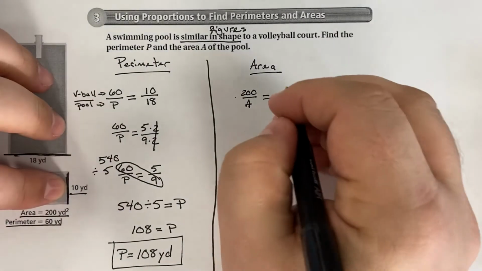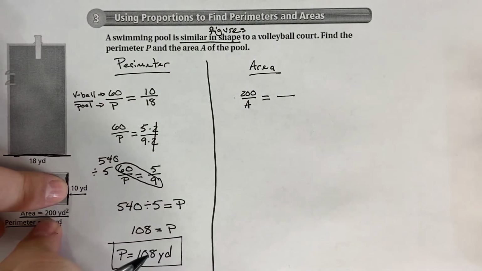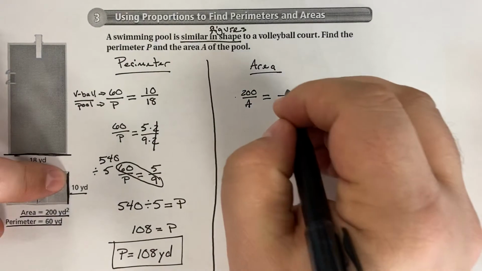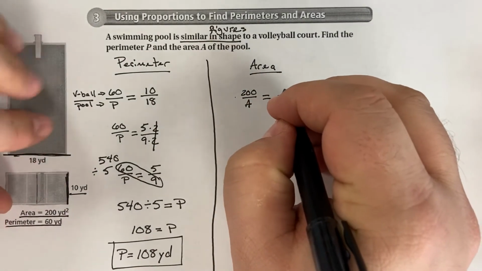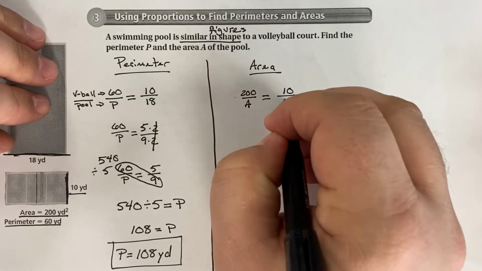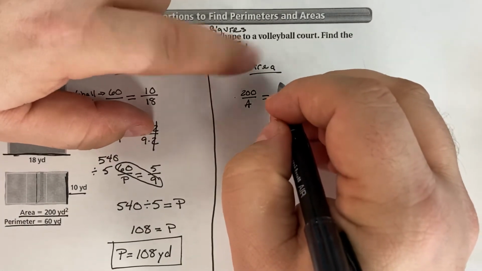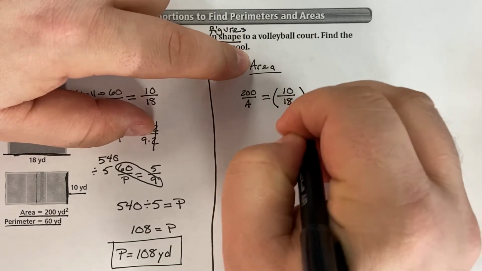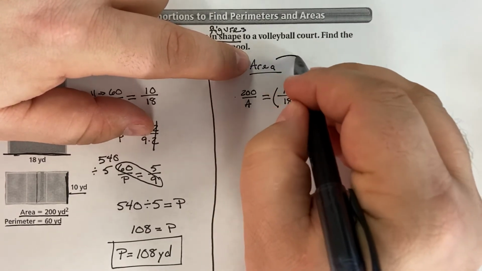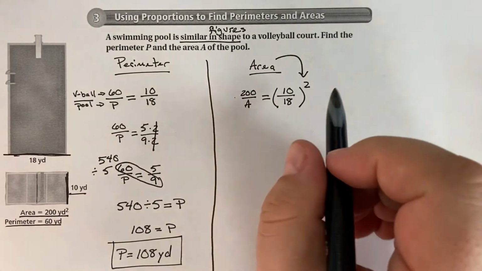Here, I'm still going to use the 10, and remember I started with the volleyball court, so I need to start on the left, so I have to start with the volleyball court on my right. So I'm going to put my 10, and then I'm going to put my 18. And then, because this is area, I need to square it.